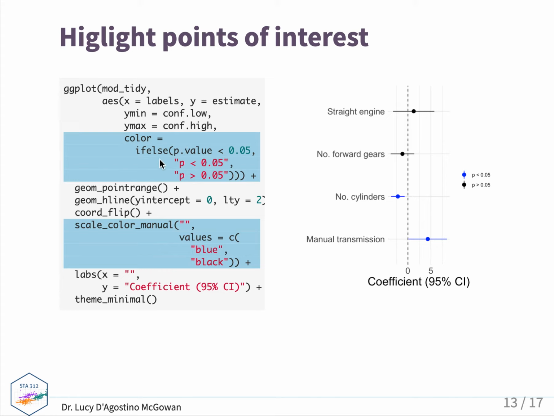differentially color those values. Alternatively, you could just add a variable here that consists of this if-else statement to the mod tidy data frame and then say color equals that variable name. That would be another way to do this.